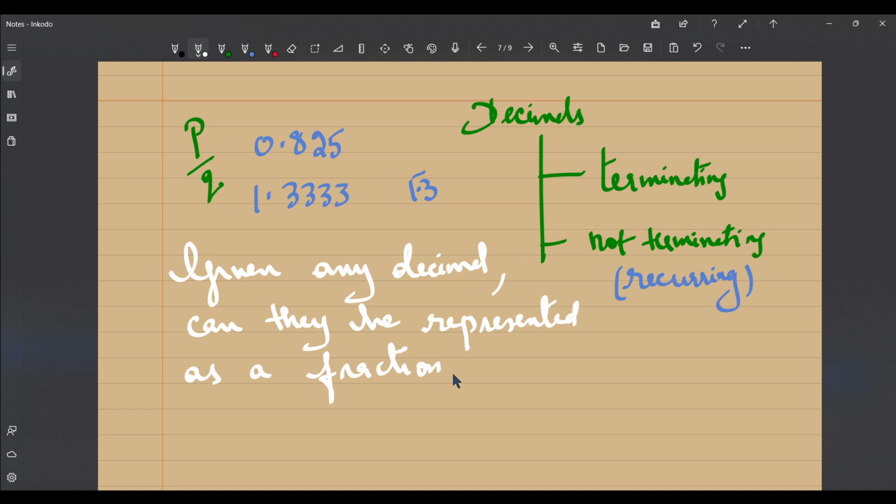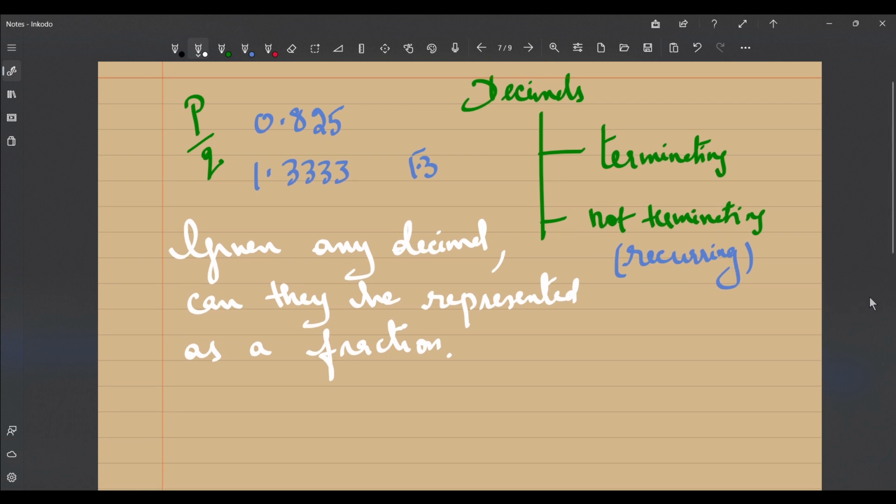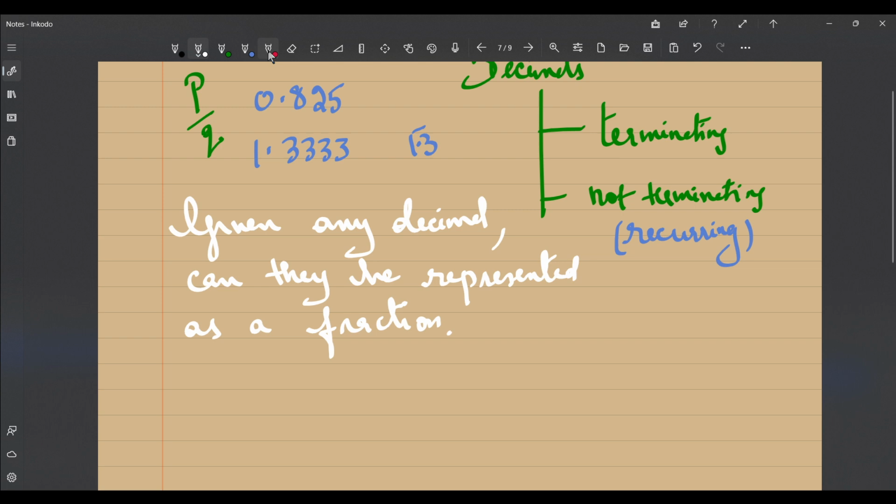In fact, I had asked you to think about it. I hope even you would have thought about some decimal which you feel does not fall in these two categories, terminating and non-terminating recurring decimals. Is there any decimal which does not fall under these two categories?